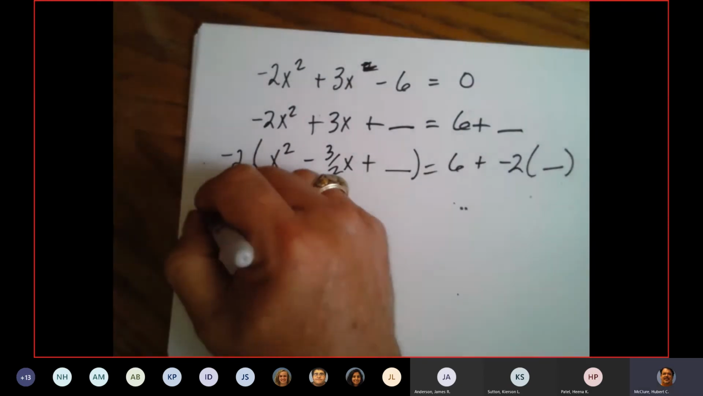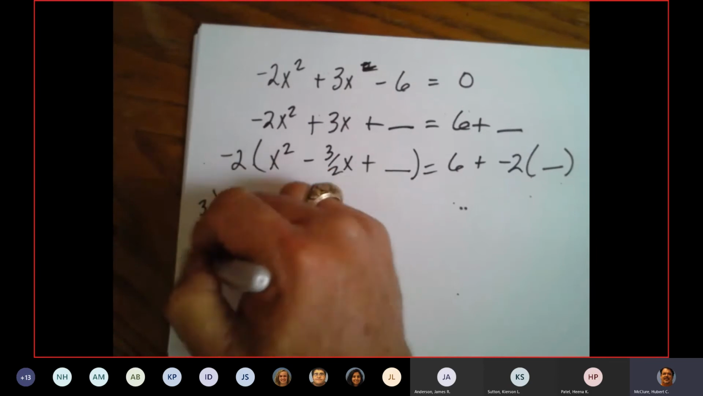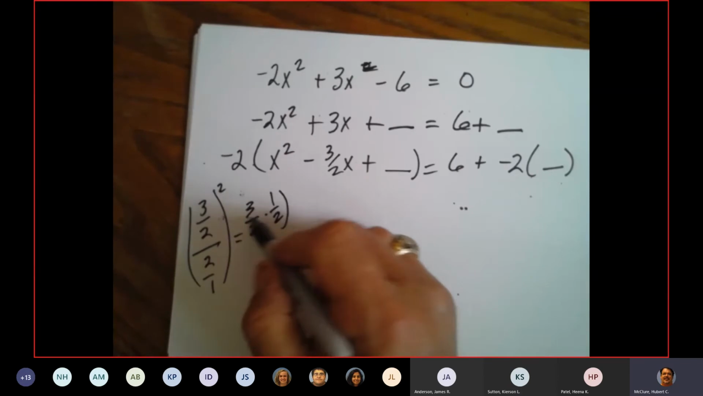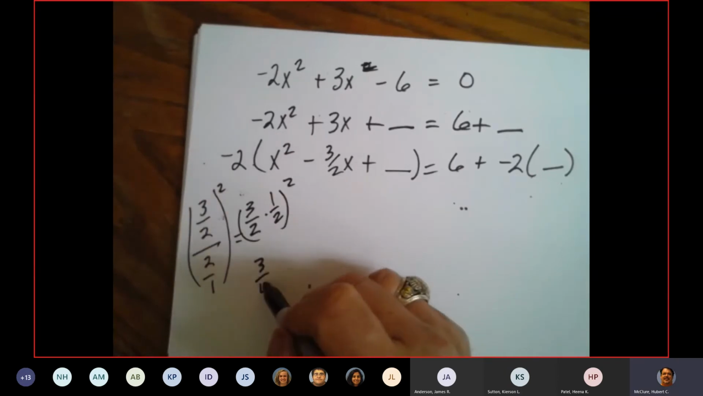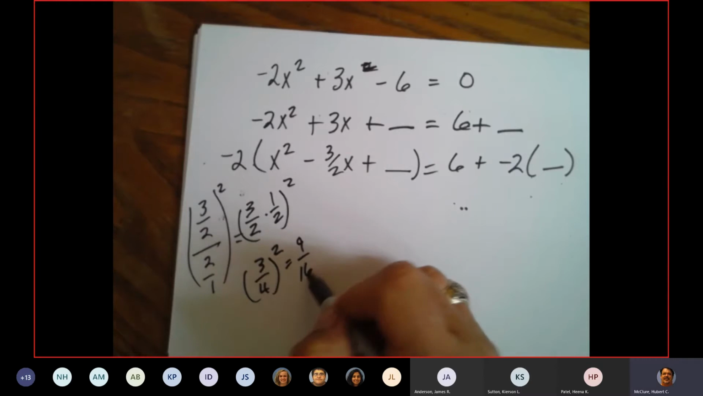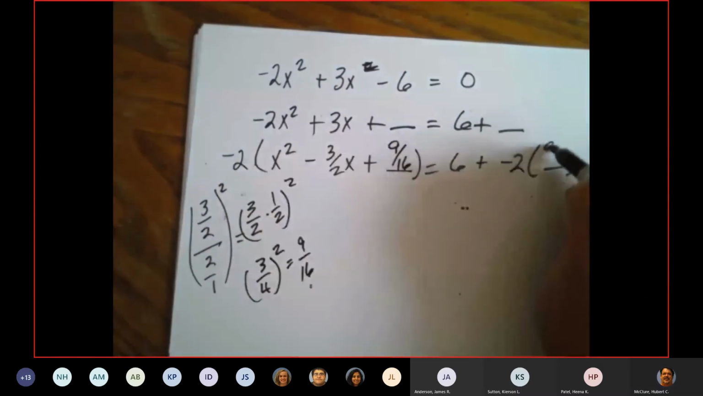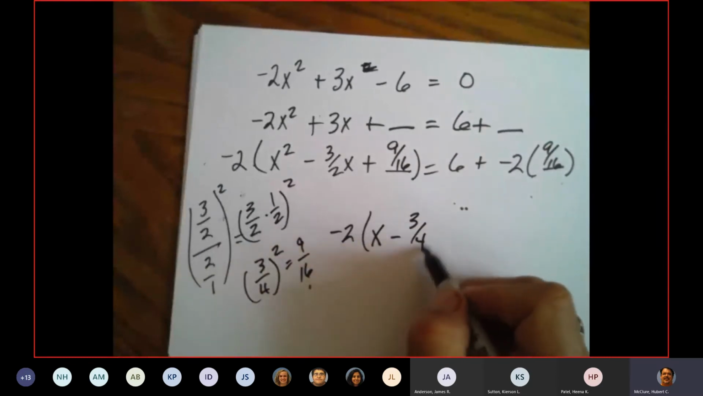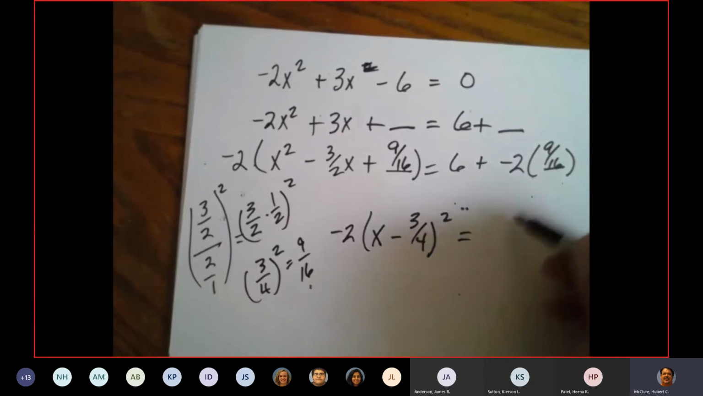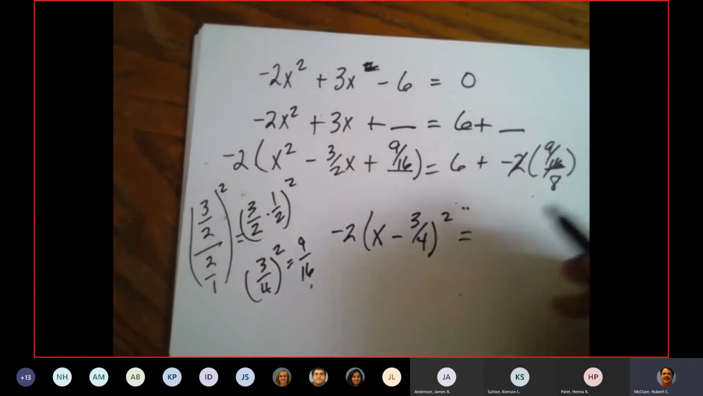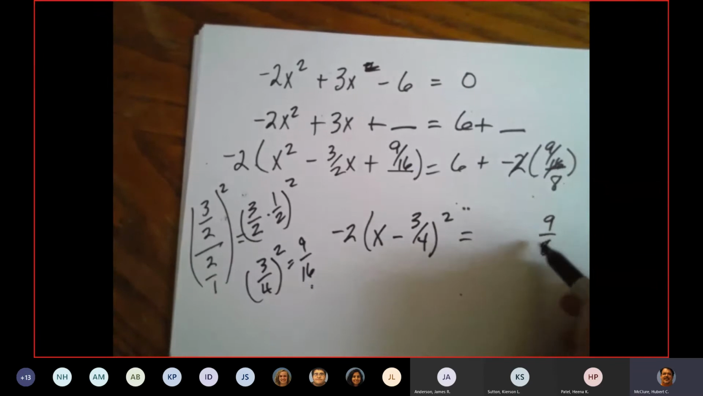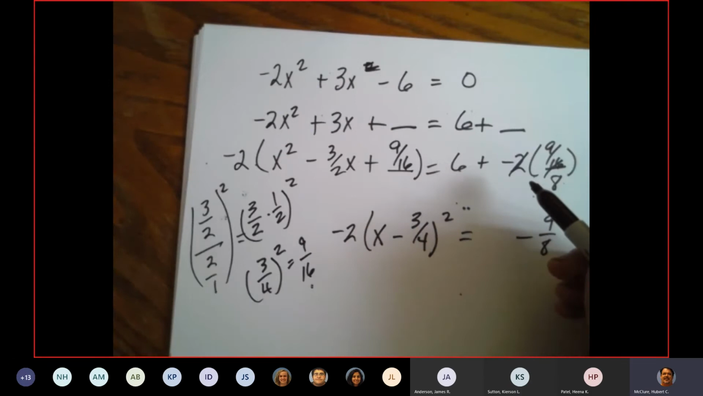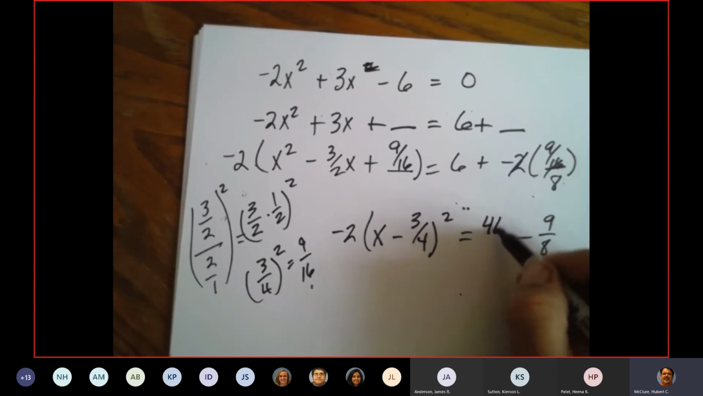Take 3 halves, divide by 2 over 1 and square it, which is equal to 3 halves multiplied by 1 half and square it. 3/4 squared is what? 9/16. Negative 2 times x minus 3/4 quantity squared is equal to 6. We'll take that 16 to an 8, and that's going to be 9/8 and 6. What is 6 times 8? 48. So that's going to be 48/8.